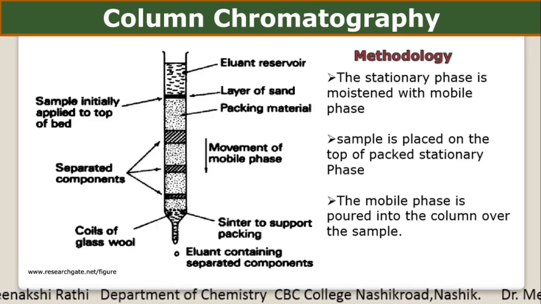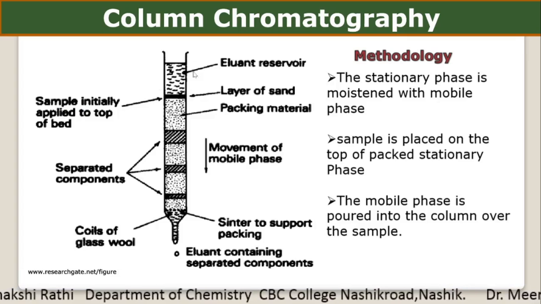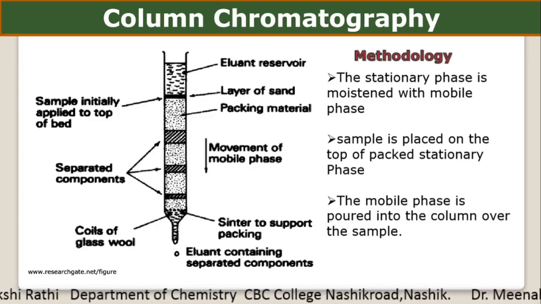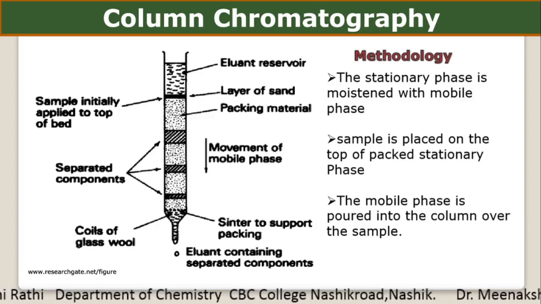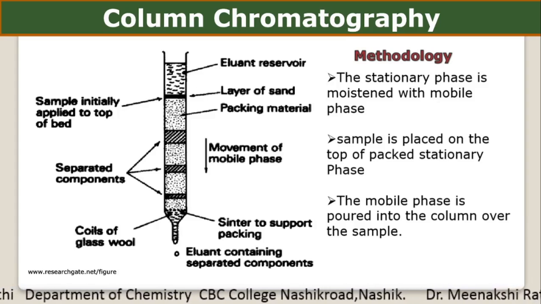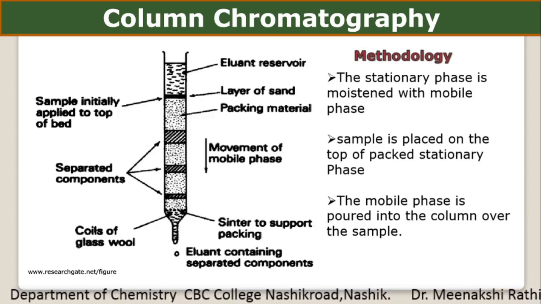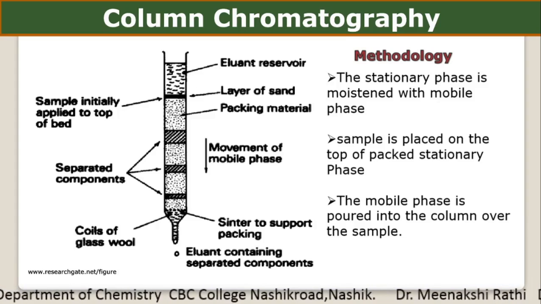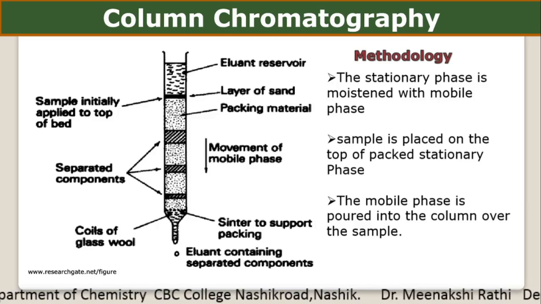Then mobile phase is poured again over the sample, and the mobile phase starts moving. The mobile phase is poured into the column over the sample, and a collecting beaker is placed at the bottom of the column near the end of the column.